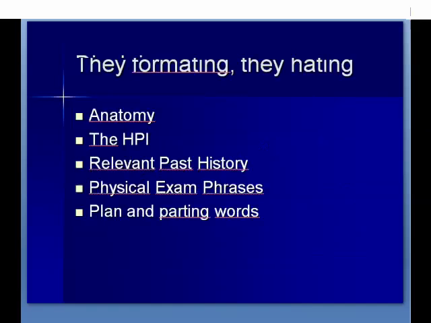So, for today's lesson, we'll briefly go over some relevant abdominal anatomy, cover some useful phrases for getting the history of present illness, go over past medical history and different medications that people might take to deal with abdominal pain. Additionally, we'll go over some phrases you can use during your physical exam, and then go over plans and parting words for your patients, such as diagnostic studies and instructions, such as informing them that you're going to need a blood or urine sample, or to tell them that they can't eat or drink anything.